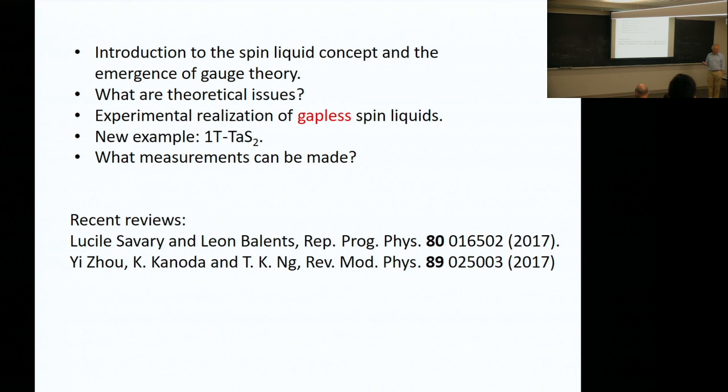Because a spin liquid is sometimes defined by what it does not do, right? It does not have ordering and so on. So it's a little frustrating. You don't know what to measure, right? Whereas with a gapless variety, it's something new you can do experiments on.